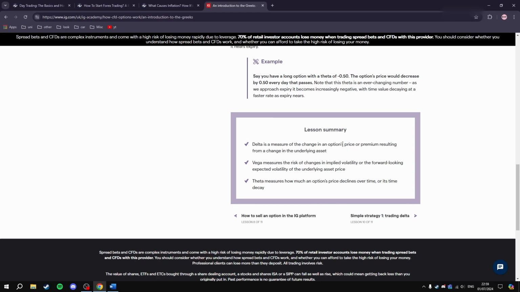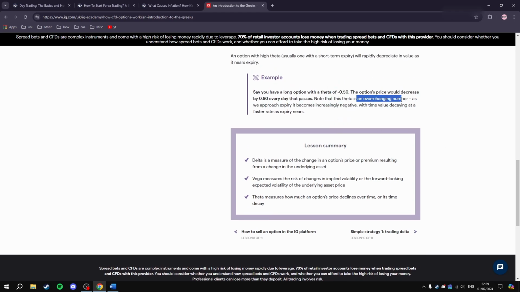So this number is always going to change. So this minus 0.5 isn't that large. This theta will always be changing every day. It will never be the same on any day. As the expiry approaches, it becomes increasingly larger in negative, with time value decaying at a faster rate as expiry nears. So as the expiry comes closer, the less value your options contract is worth. I think that's what it means.